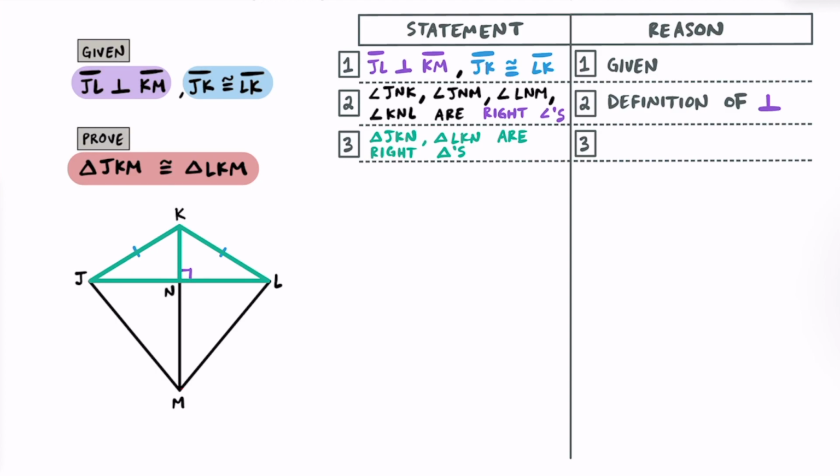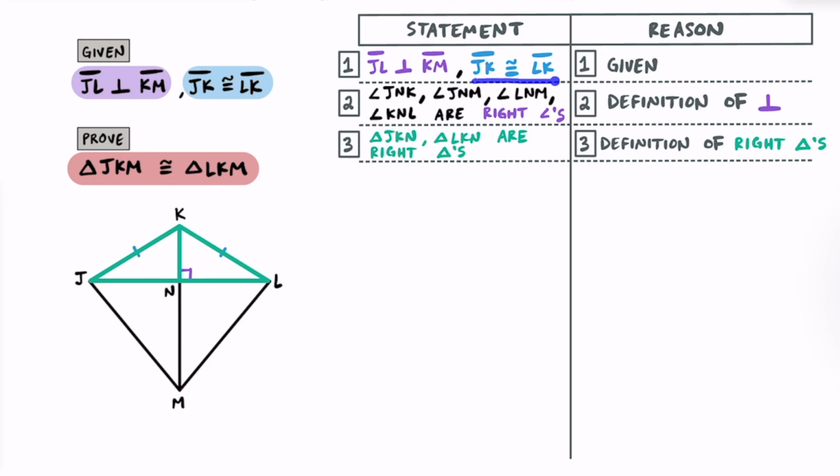So for our third statement, let's say that triangle JKN and triangle LKN are right triangles since they both have a right angle. We can justify this by the definition of right triangle since all right triangles are going to have a right angle in them. So we established that these 2 triangles are right triangles, so maybe we can use the hypotenuse leg theorem to prove that these 2 triangles are congruent to each other.